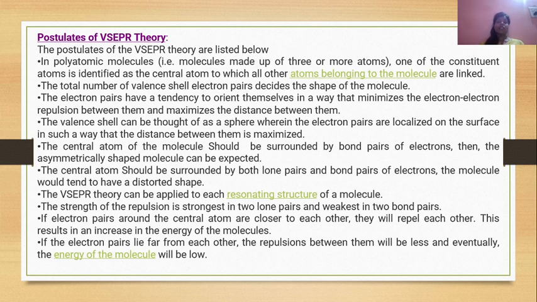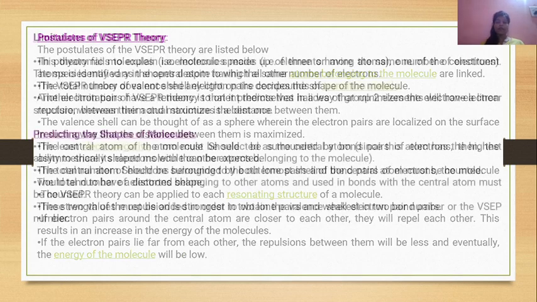So if the electron pairs lie far from each other, the repulsion between them will be less, and eventually the energy of the molecules will be low. So on the basis of repulsion, we can determine the energy of the molecules also. If the electron pairs lie far away from each other, the repulsion between them will be less, and eventually the energy of the molecules will be low. Okay, repulsion less, and hence the energy of the molecule will be less.